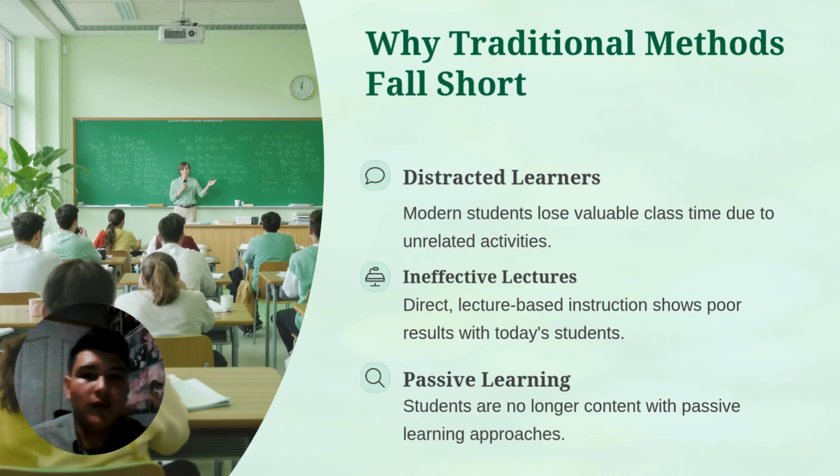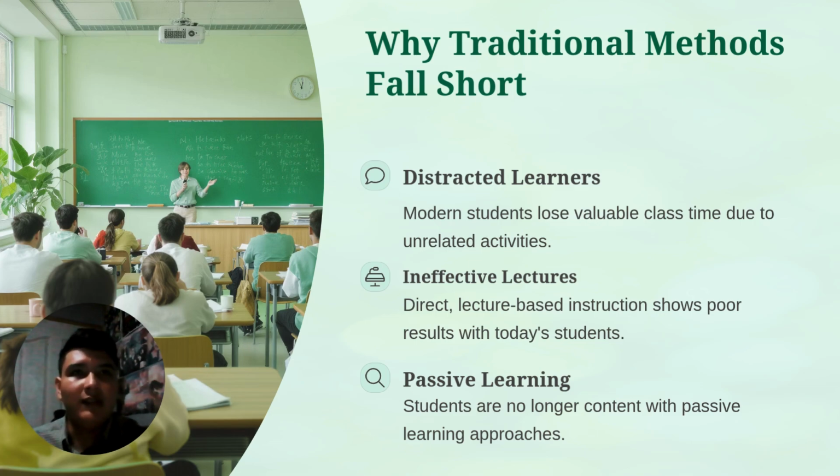And there is proof that direct lecture-based instruction shows poor results with today's students. And the last one is passive learning. Students are no longer content with passive learning. They like to participate. They like to be involved in what is happening. So usually they will start asking, "What do we have to do today?" Because they don't want to listen that much to the teacher.